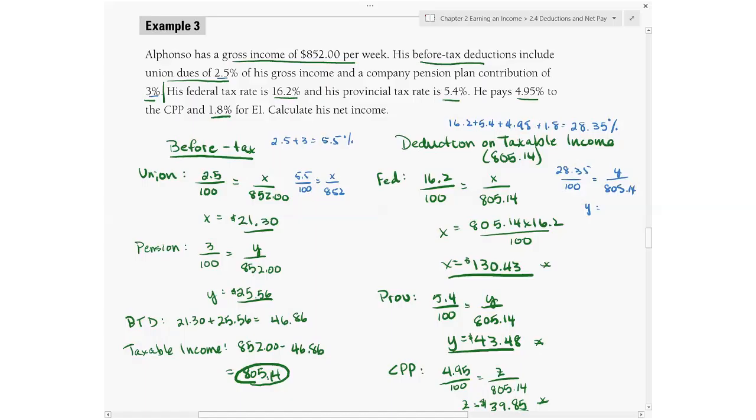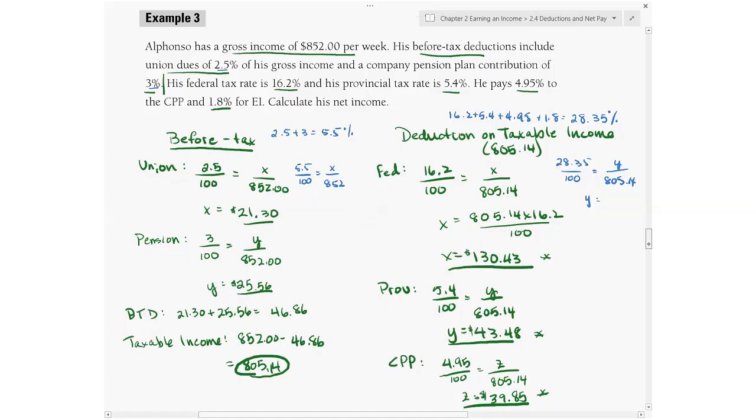And for the purposes of this course, I more want to see that you understand these come off before tax. Then you've got your taxable income here. These come off after tax. You deduct those based on the taxable income. And in the end, you get a number that is unfortunately significantly less than what you start with.